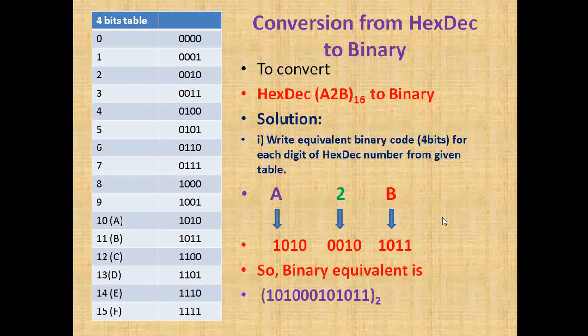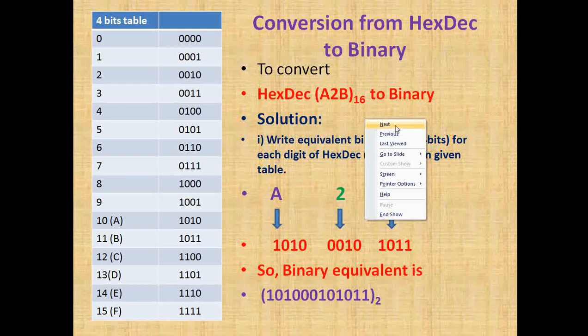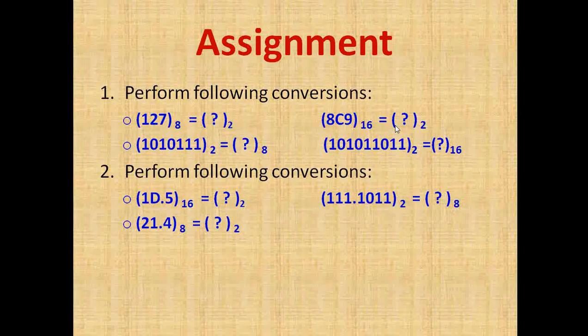So this was how to convert from binary to other number systems, that is from binary to octal, then from octal to binary, and similarly from binary to hexadecimal and vice versa. So hope you got the logic behind all these conversions.